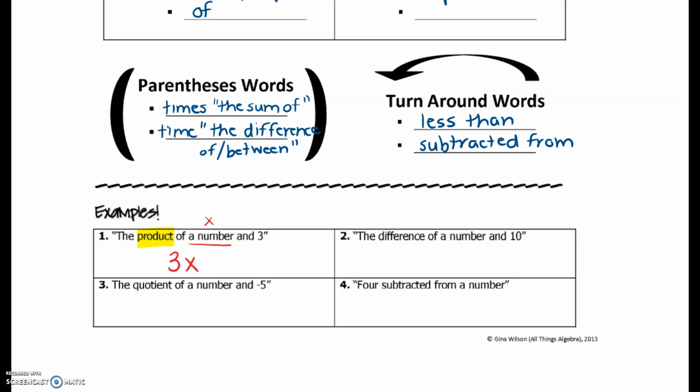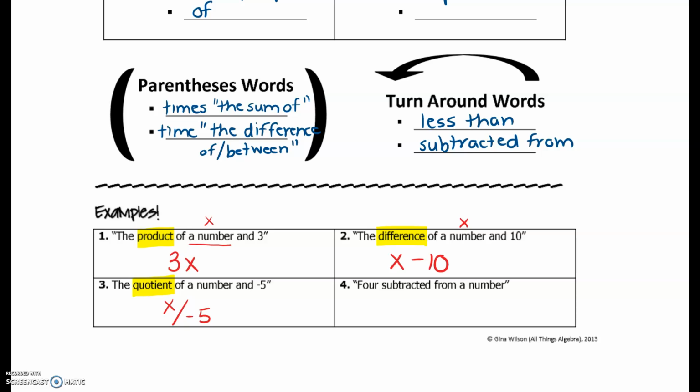For number 2, the difference. Difference should indicate to us that we are going to be subtracting. So in this case, we would have x, because that's a number, minus 10. For number 3, the quotient. Quotient indicates to us that we are using division. Now, I would prefer that you start to write division as a fraction. So in this case, I'm going to use a slash, x for a number divided by, for the word quotient, and then the number -5.